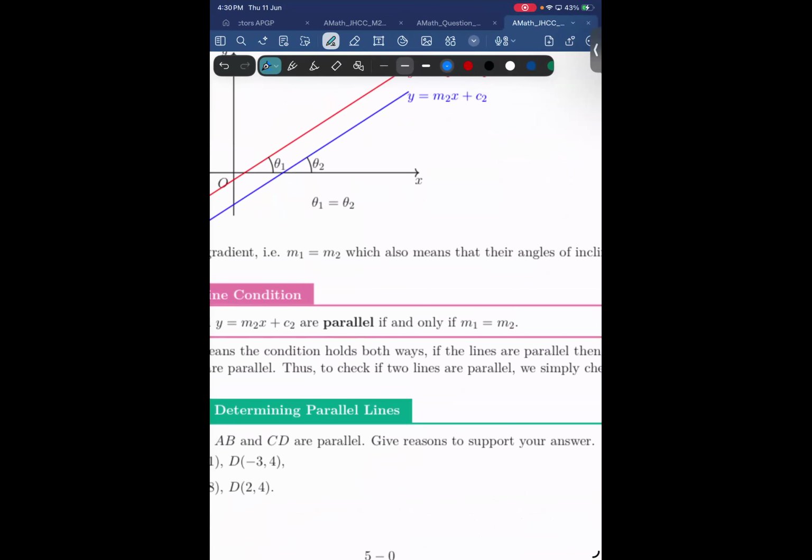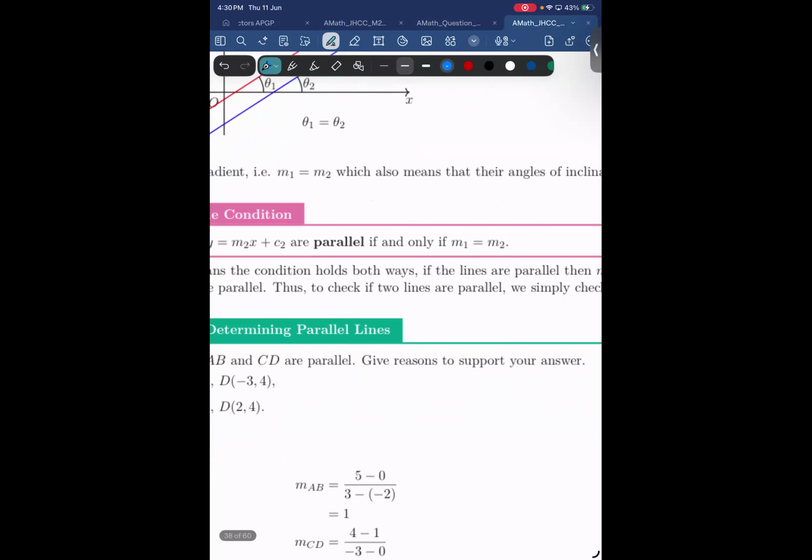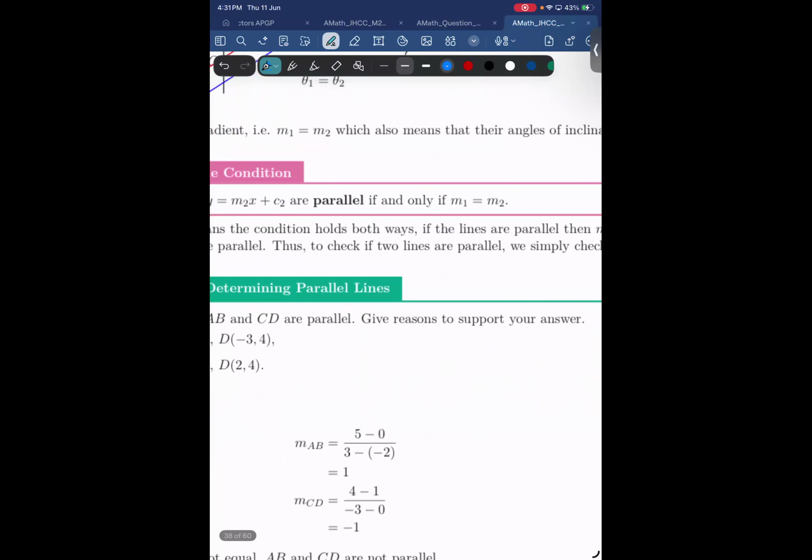Determine whether the lines are parallel, and give reasons to support your answer. To do this is very simple: you calculate the gradient of line AB and line CD. If the gradient of line AB equals the gradient of line CD, then they are parallel. In this case, the gradient of line AB is 1, and the gradient of line CD is -1. So they are not parallel. In fact, you'll see later that they are perpendicular. The perpendicular condition is that the product of their gradients is -1. So 1 times -1 is -1.